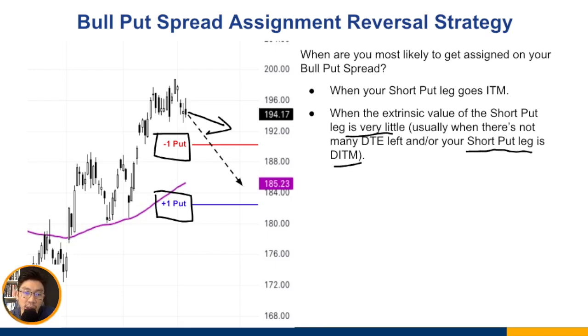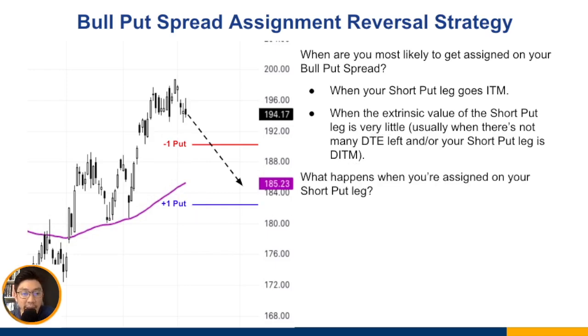If the market really goes all the way down, way past your long put strike, this is what you call deep in the money. Then there is a likelihood that you could get early assigned, even though there are 30 days or 20 odd days left in your option. So it's very dependent on how much extrinsic value is left. This is the number you really want to take note of when you have any in the money short put options as part of your bull put spread.